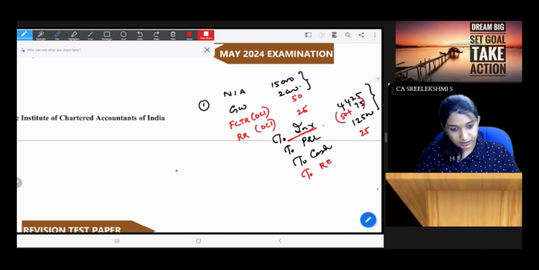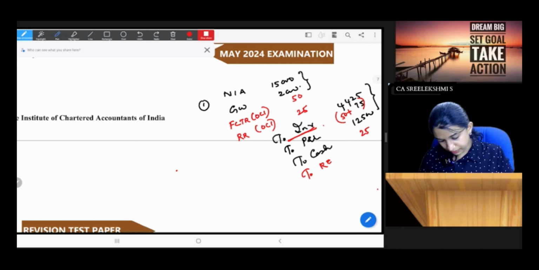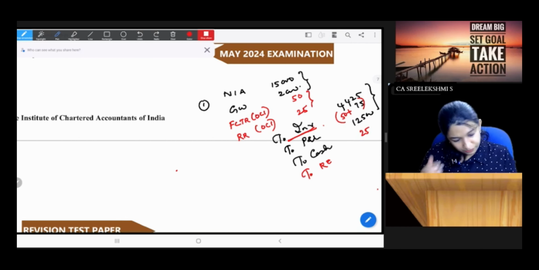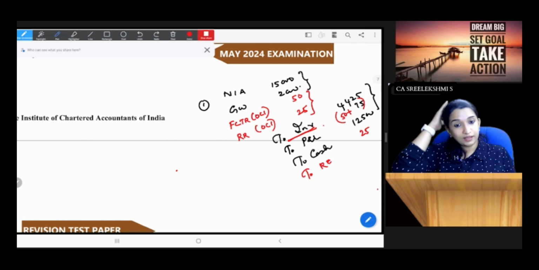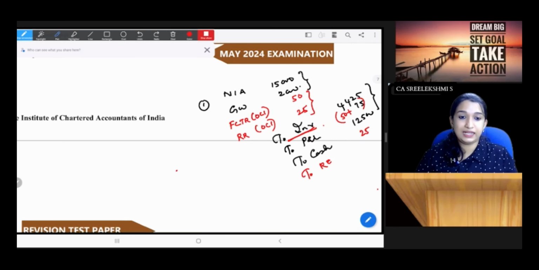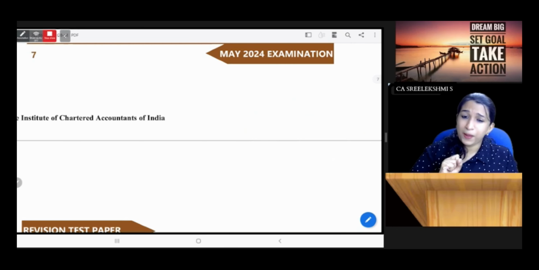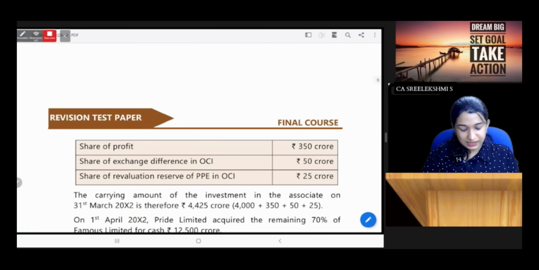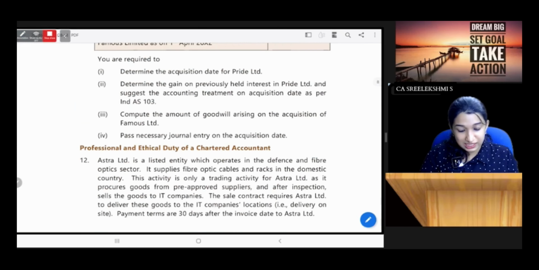So let's take the total: 15,000 plus 2,000 plus 50, 25. Yes, it's tallying. This is the entry. Actually, this is exactly the same question from the material, so we are not investing time on this.